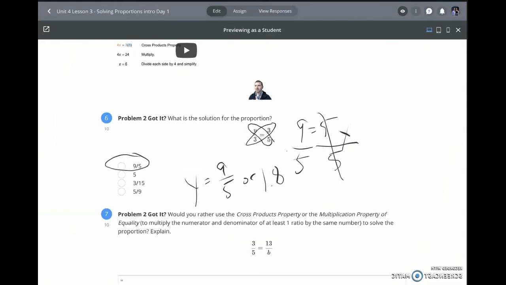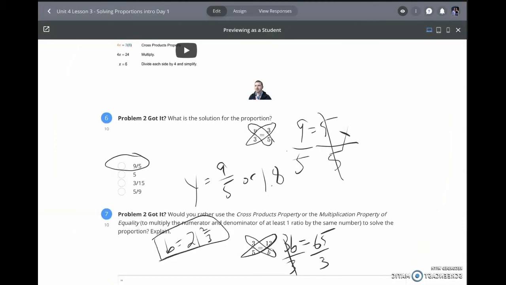All right, let's look at number 7 real quick together too. Thank you, Leah. We're going to do cross products. I get a 3b and a 65. So b would be something like 21 2/3, 21.6 repeated.